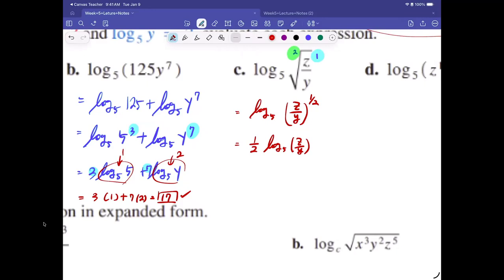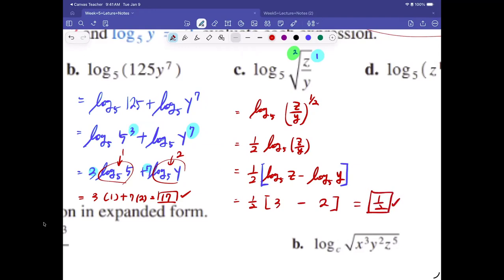And then since this is division, z divided by y, you can what? Subtract, with parentheses. So don't forget the parentheses. Then you guys know what is the log base 5 of z and y. So that is the 3 and 2. So that's why this is what? 1/2 is yes.